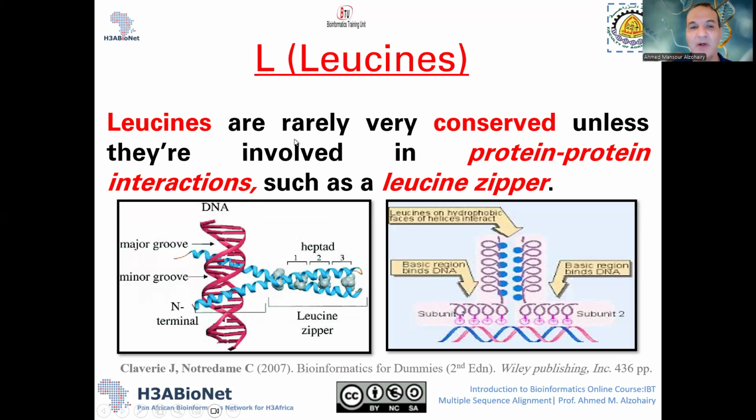Okay. Now we also have leucine. Leucine is very rarely conserved, unless it is involved in protein-protein interaction, such as in a leucine zipper, like in this kind of interaction. So as you see, leucine is very rarely conserved, but if you have this information about your protein, about a leucine zipper, an interaction like a protein-protein zipper, then you can find this amino acid conserved.